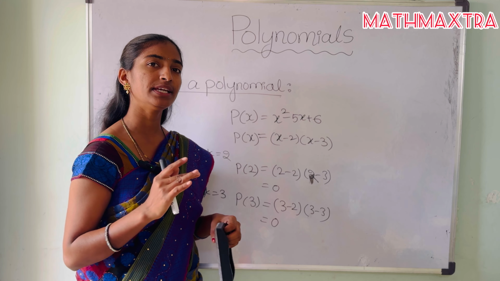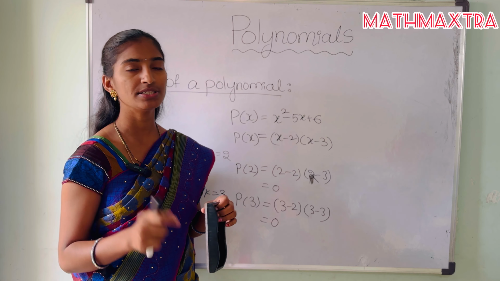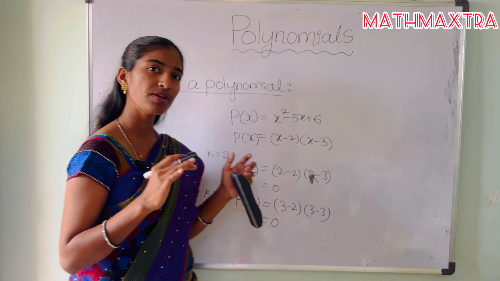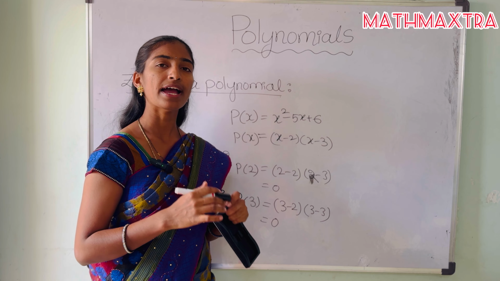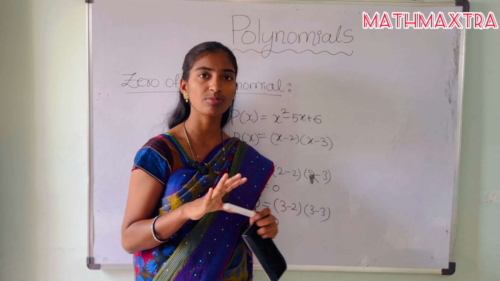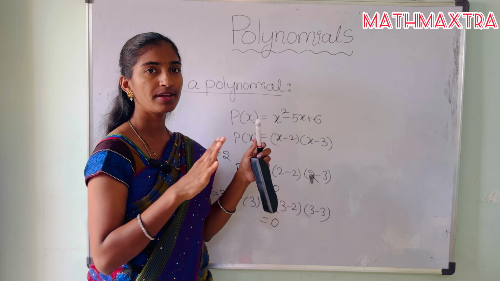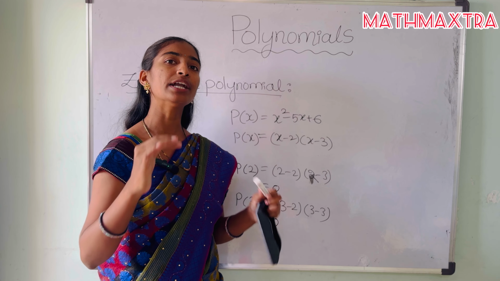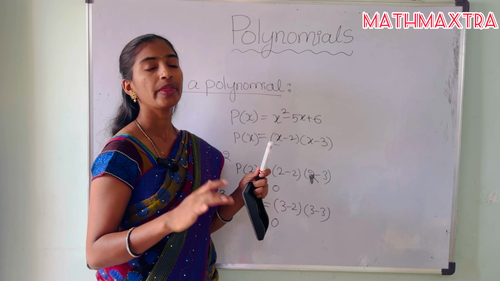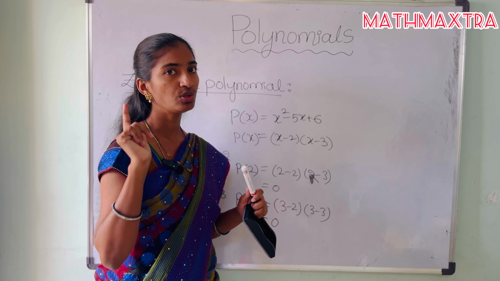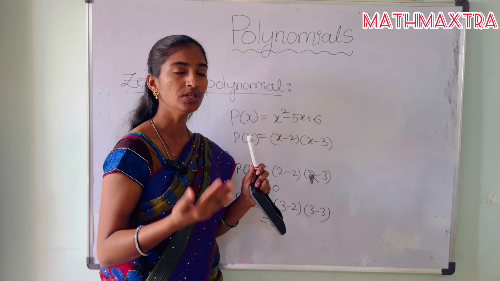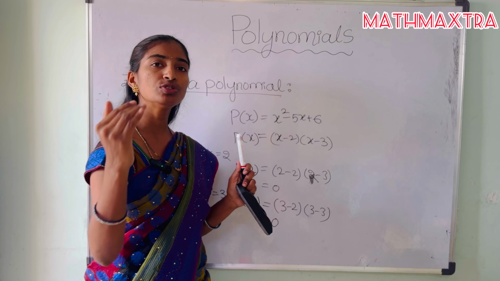And we have one theorem, that is the fundamental theorem of algebra. So what is that statement? A polynomial of degree n has at most n zeros. Yes, what is the fundamental theorem of algebra? A polynomial of degree n has at most n zeros. As this is a quadratic polynomial, it has at most how many zeros? Two zeros, right? As the degree of the quadratic polynomial is 2, it has at most two zeros.